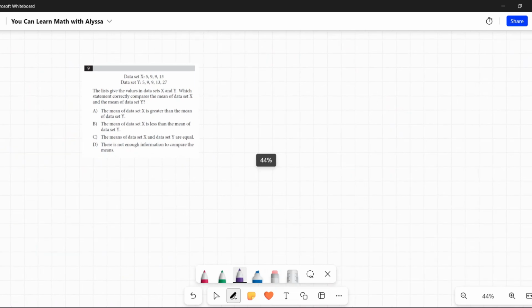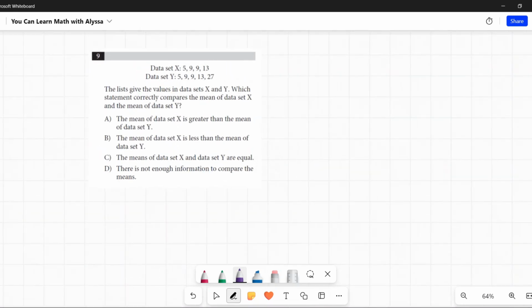Number 9, data set X: 5, 9, 9, and 13. Data set Y: 5, 9, 9, 13, and 27. The lists give the values in data sets X and Y. Which statement correctly compares the mean of data set X and the mean of data set Y? Because they're asking us which statement of these four, we need to read them. The mean of data set X is greater than the mean of data set Y. The mean of data set X is less than the mean of data set Y. The means of data set X and data set Y are equal. There is not enough information to compare the means.